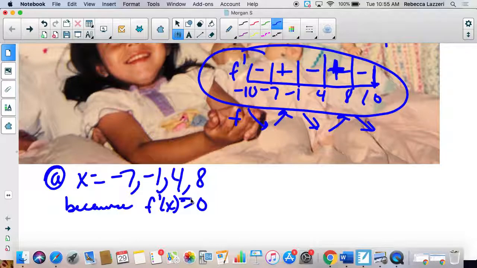Will somebody read me the A part? I want to talk about the way I answered that question. Emily, you want to, since you found your sheet? Yeah. For what values of x does the graph of f have a horizontal tangent?